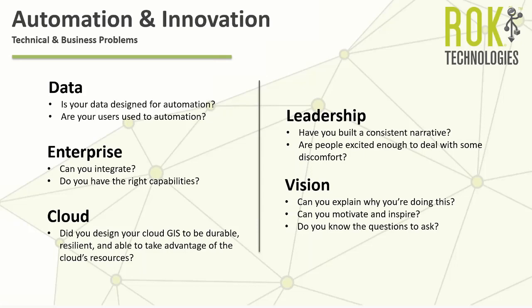With your enterprise, have you gotten to the point where you can integrate with other really cool products? And even outside of that, within the Esri ecosystem, did you get the right capabilities? Do you have an understanding of exactly what the automation needs to look like from start to finish in a flow chart type of diagram? And do you have the right capabilities for each stage within that automation? And then finally, with the cloud, did you design your cloud to be durable, resilient, and did you design it to be able to take advantage of the cloud's resources?